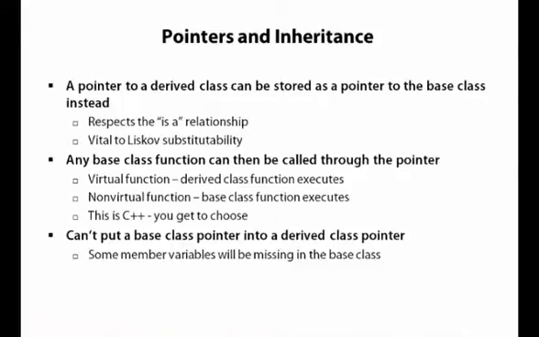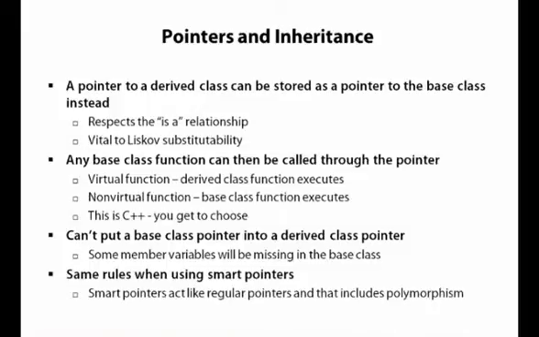Now, this relationship base and derived only works in one direction. So you can't take a bank account pointer and hand it to something that's expecting a checking account pointer. That's not fair. Checking accounts might have, I don't know, overdraft limit, and your bank account doesn't have that. So a pointer to an actual bank account can only be given to code that's expecting an actual bank account, not to something expecting a checking account. But a pointer to a checking account can always be given to code expecting a bank account because a checking account is a bank account.